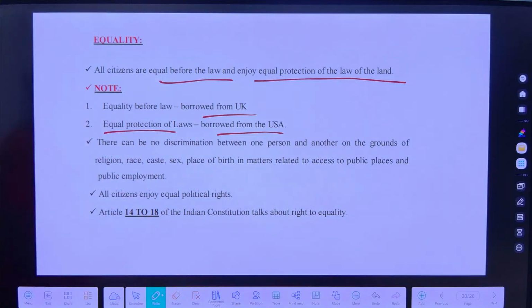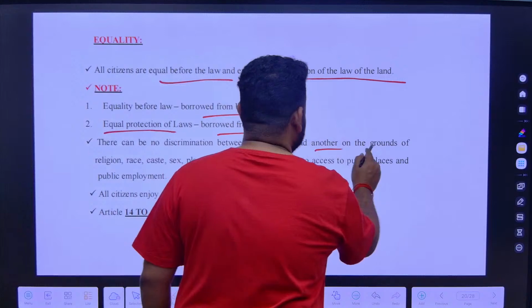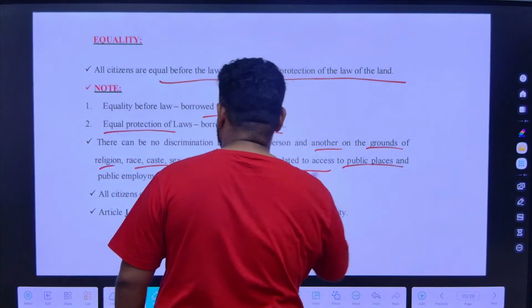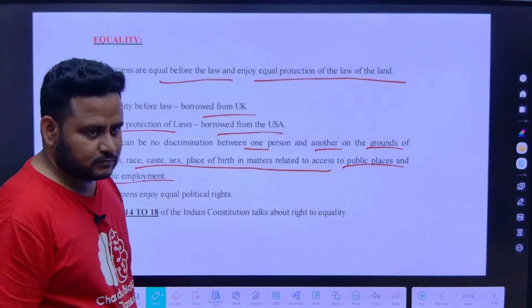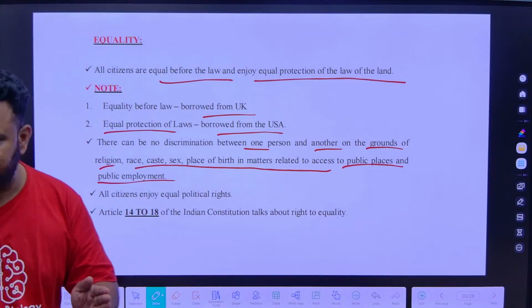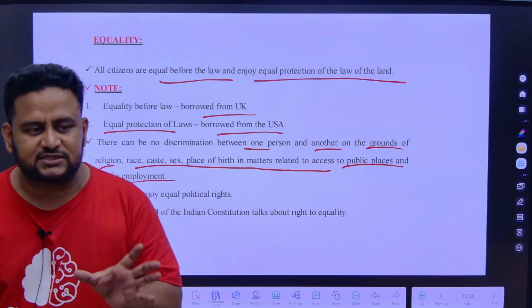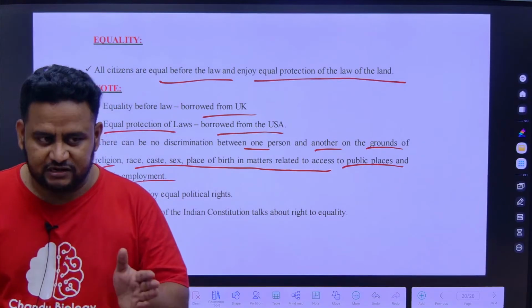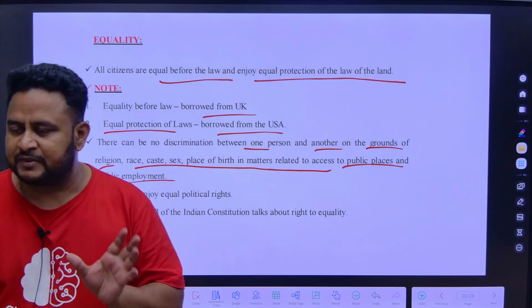There can be no discrimination between one person and another on the grounds of religion, race, caste, sex or place of birth in matters of access to public places and public employment. That is the meaning of it. That is the right to equality it is talking about. Articles 14 to 18 in fundamental rights talk about the right to equality. There we will understand even more elaborately.